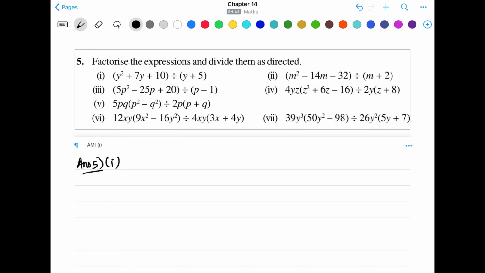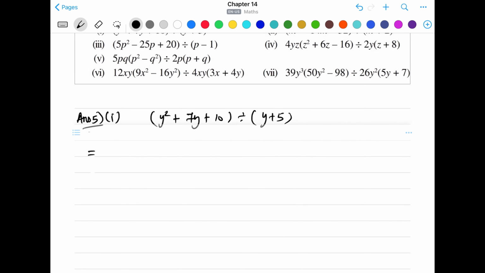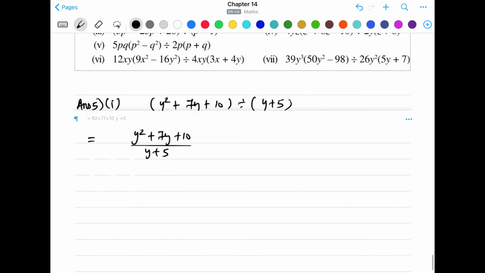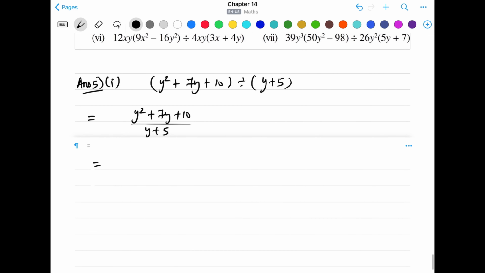Part 1 here is, we have y square plus 7y plus 10, which is to be divided by y plus 5. Okay, so let's see this one. We have y square plus 7y plus 10 divided by y plus 5. Okay, so we'll factorize this one by using the method of splitting the middle term.